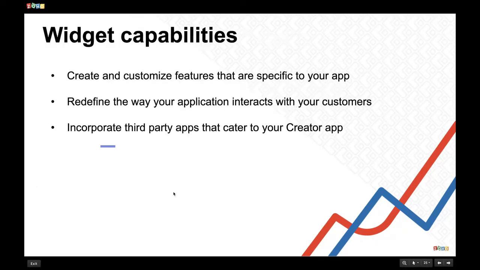And the next one is the widget capabilities. We can create and customize features that are specific to our application. So let us say we have a set of charts, right? But let us say you want to create a Gantt chart, which is not readily available in Zoho Creator, but your app is mandating that you need a Gantt chart, so you can build a Gantt chart using the JavaScript widget.